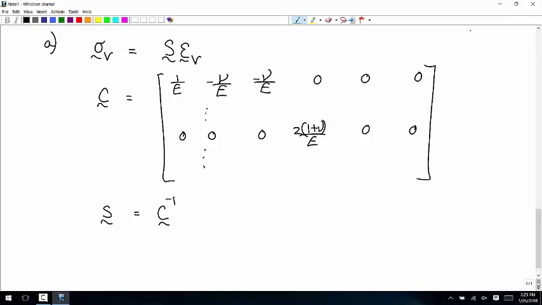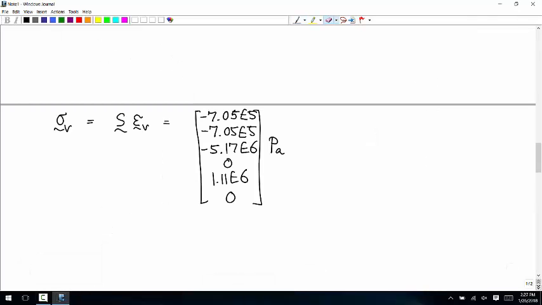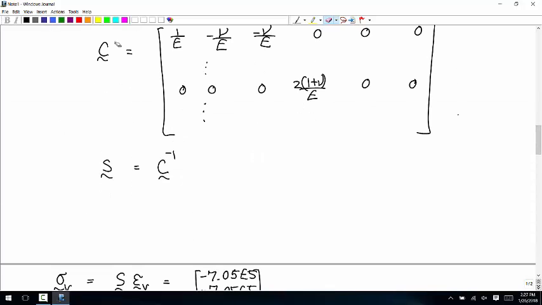Okay, so any questions about that? Yeah, so first I ran that compliance program to get the compliance matrix, and then this calculator, at least, you can just use the power thing to the -1, and it interprets that as an inverse matrix if you do it with a matrix.